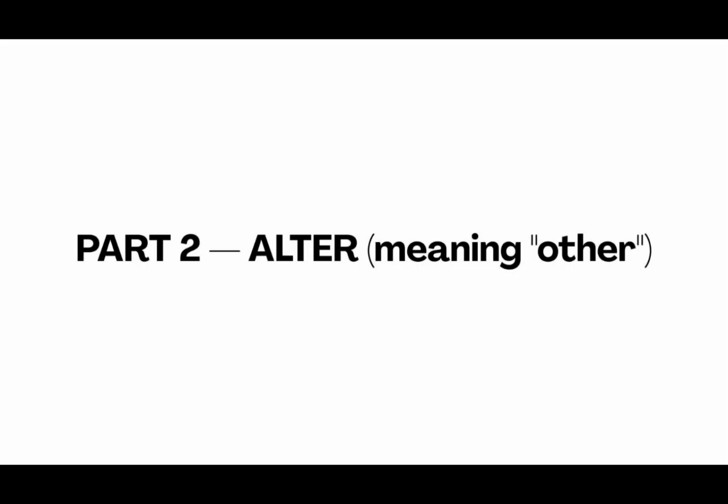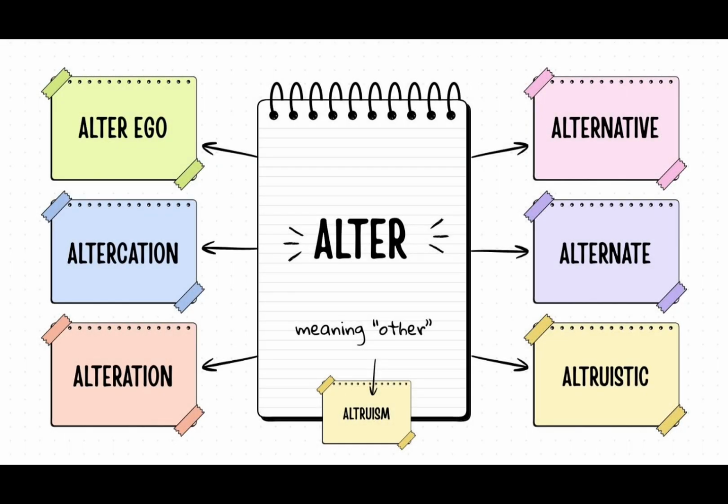Now, let's flip the coin completely. If ego was all about I, alter is all about the other person. This root gives us some really beautiful and useful words like alter ego, altercation, alteration, alternative, alternate, altruistic, and altruism. Let's get into it one by one.